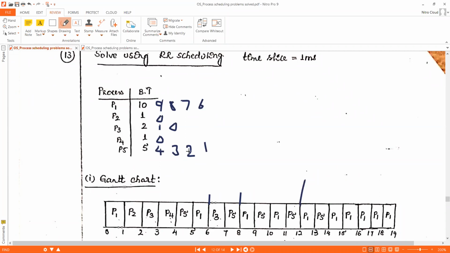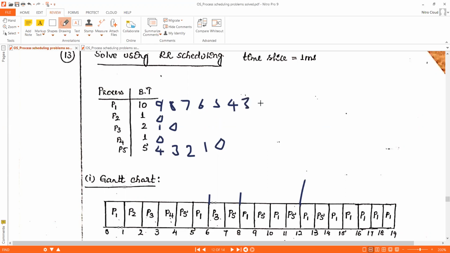And again, the CPU will be given to process 1. What is the remaining burst time for process 1? That is 5 milliseconds. Now the CPU will be given to process 5. What is the remaining burst time for process 5? It is 0 milliseconds. Now the CPU will again be allocated to process 1. What is the remaining burst time here? 4 milliseconds. There are no other processes in the ready queue for execution, so the CPU will be allocated to process 1 only.